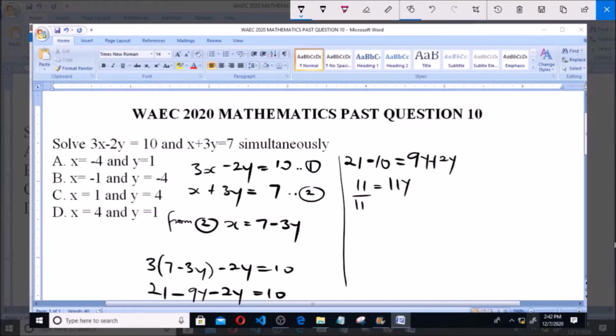Divide both sides by 11. 11 cancels 11 to give us 1, equals 11 cancels 11, we have y. So y equals 1. y equals 1.